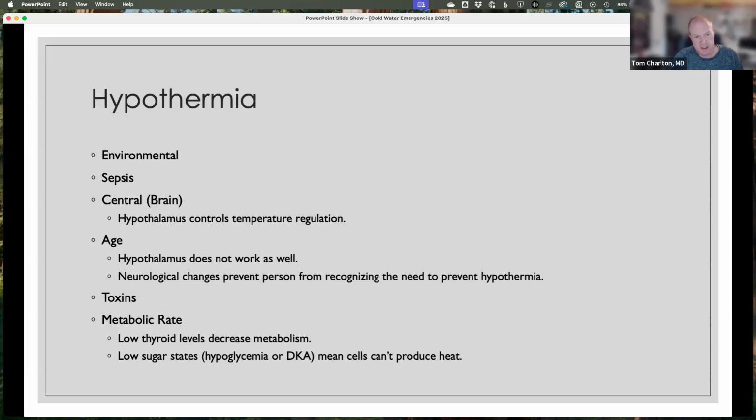Some toxins will do this, where they'll make people hypothermic. And then also, if somebody has decreased metabolism, either because of thyroid levels being out of whack or if they're hypoglycemic, it means that the cells don't have enough energy. And so without energy, you can't produce heat. So the body becomes cooler as a result of this.